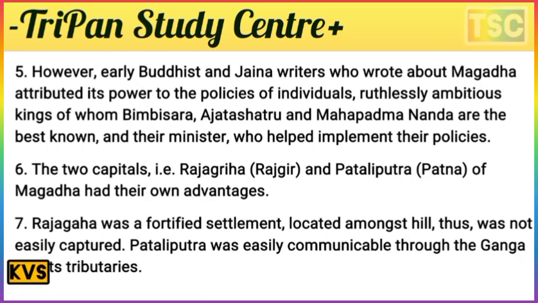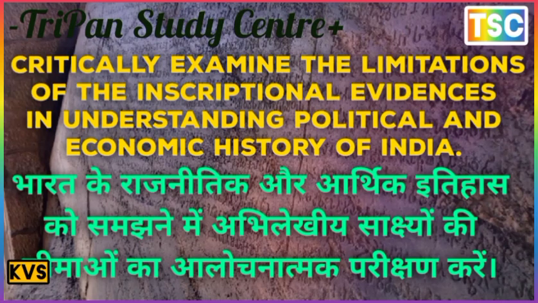Rajgir was the first fortified settlement, located amongst the hills, and thus could not be easily captured, and Pataliputra was easily communicable through the Ganga and its tributaries. That's an important point here. The two capitals, Rajgir and Pataliputra, meaning Patna, of Magadha had their own advantage. That's an important question here.